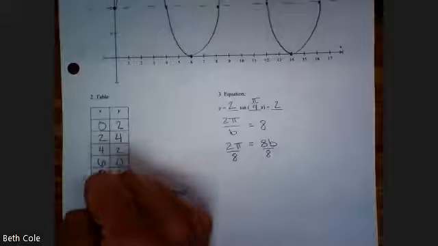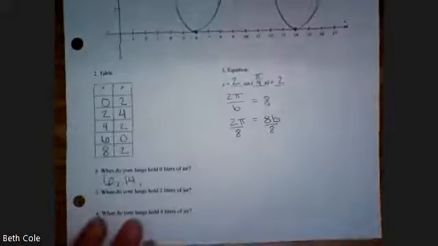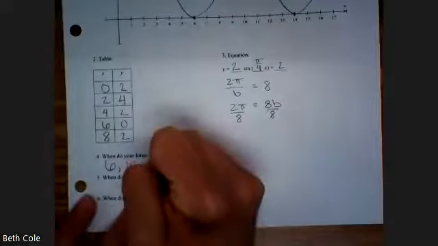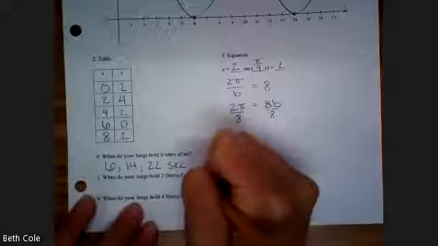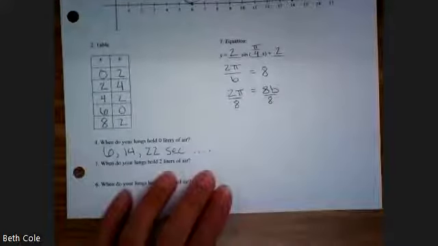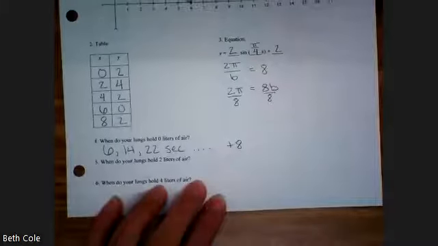6 seconds, and then when else? 14. Now I know it's going to go off the paper, but when would the next one be? 22, good. And then etc. What are you adding to get the next one? Yeah, 1 period of the function, good. So you're adding 8 seconds each time to get to the next one.